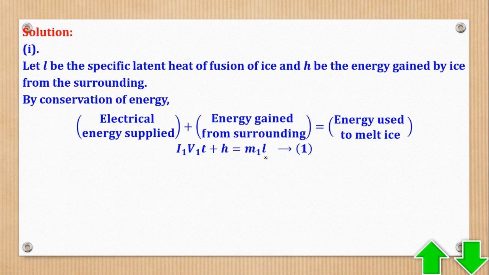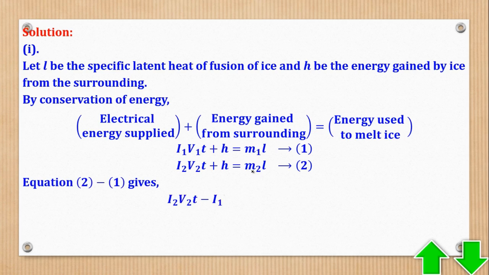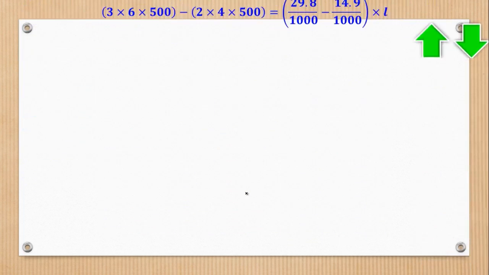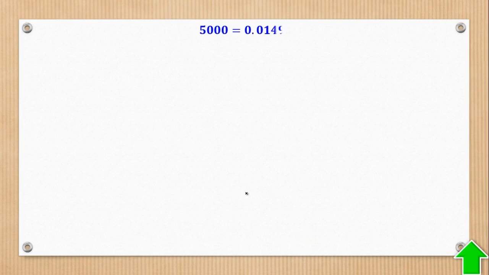That is the first set. What about the second set? I2V2T plus H equal to M2L. Then subtract the two to eliminate this H. Then you substitute. And when you substitute, it is only L which is unknown. Therefore, you can easily make it the subject. So simplify and make L the subject. That will be the specific latent heat of fusion.